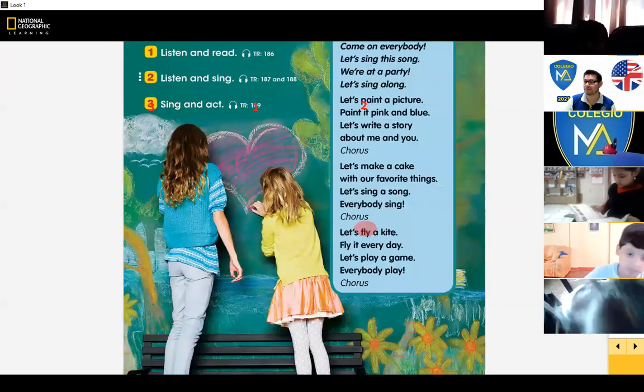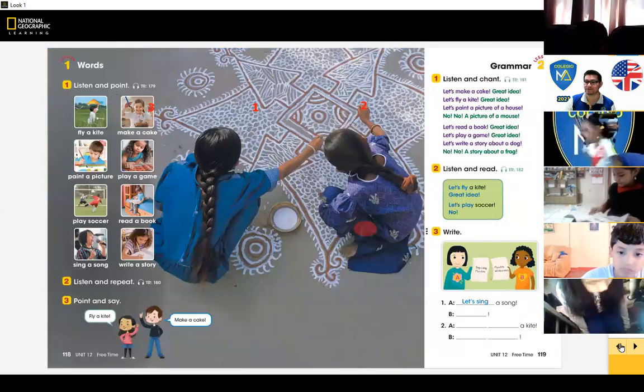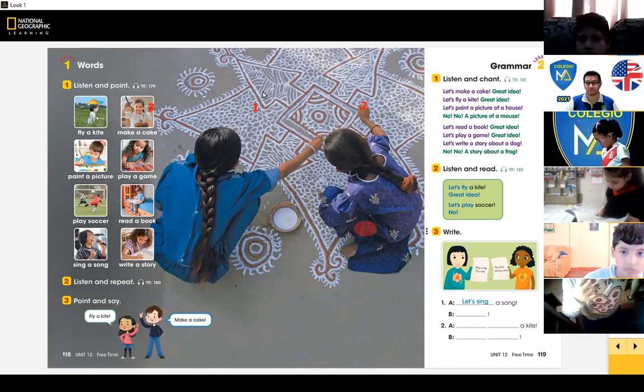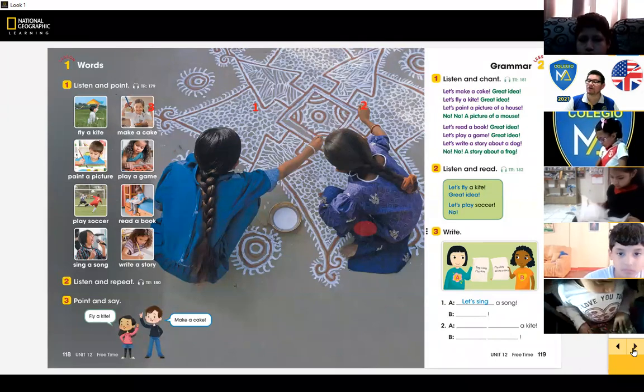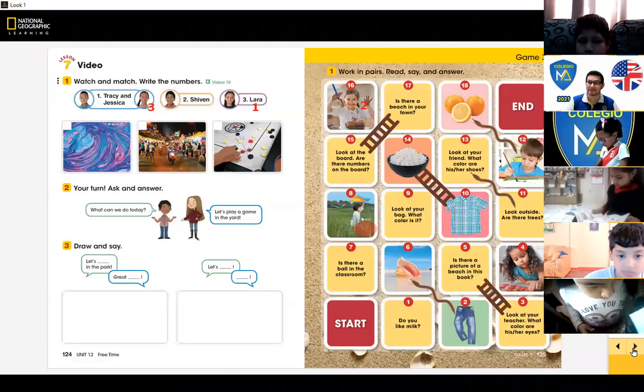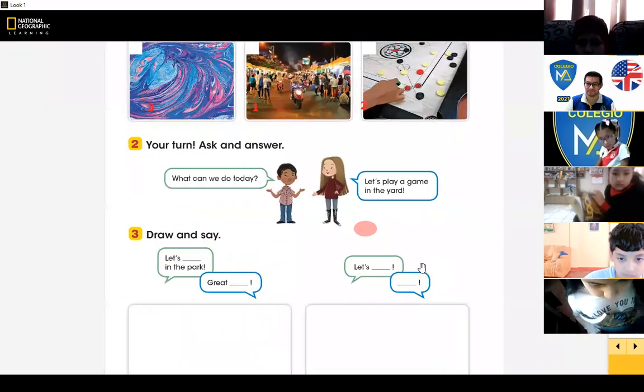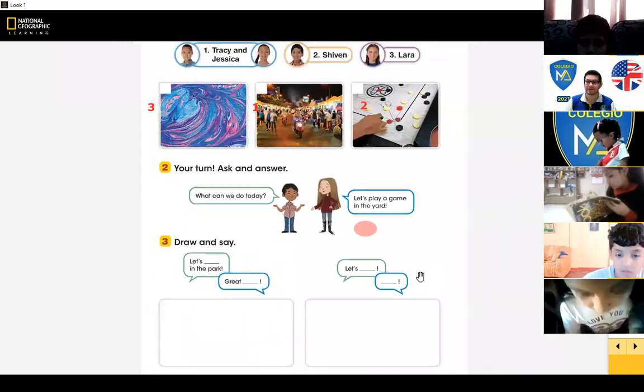For example, here, let me show you this. Here are all the activities. What can you suggest? Make a cake. Oh, very good. Let's make a cake. Great idea. Great idea, Henry. Now I'm going to ask another student.